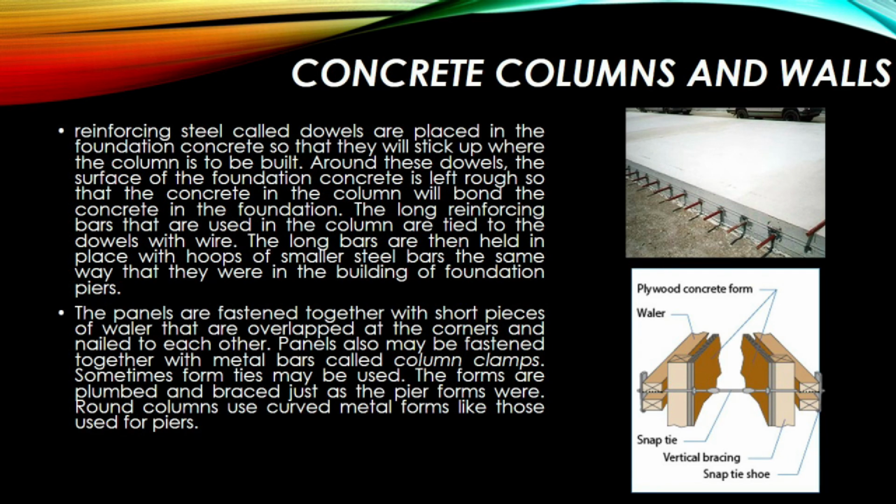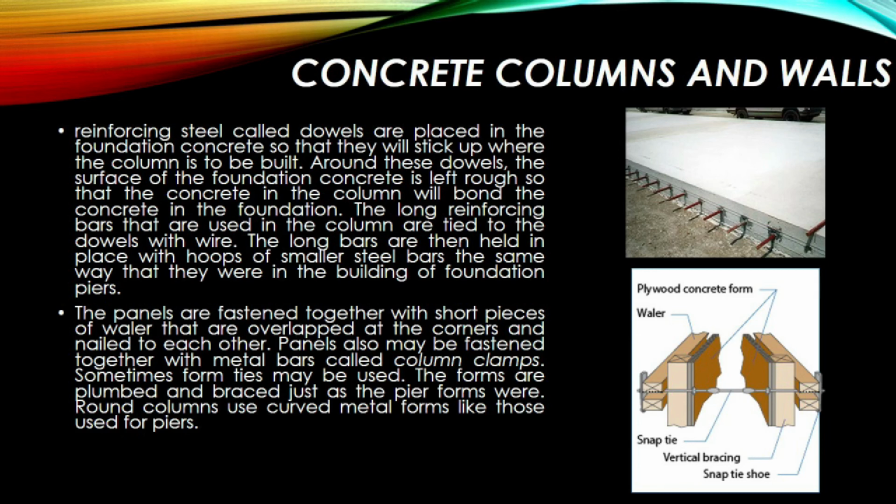Concrete columns and walls. Reinforcing steel called dowels are placed in the foundation concrete so that they will stick up where the column is to be built. Around these dowels, the surface of the foundation concrete is left rough so that the concrete in the column will bond to the concrete in the foundation. The long reinforcing bars that are used in the column are tied to the dowels with wire.